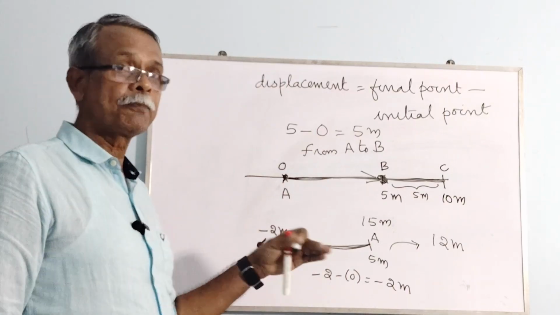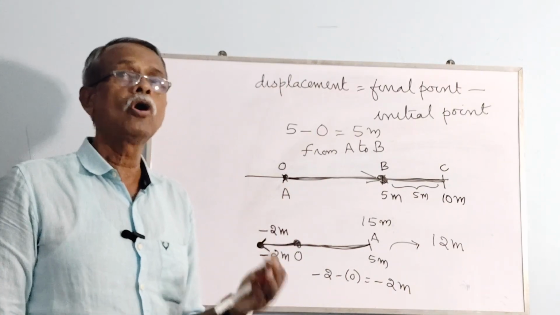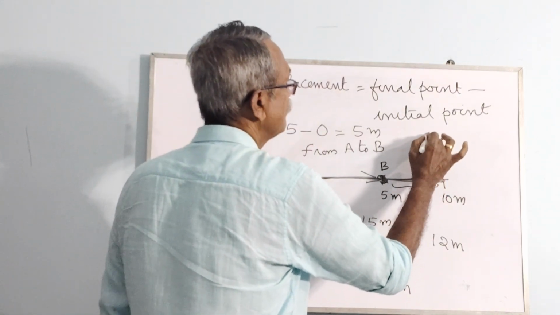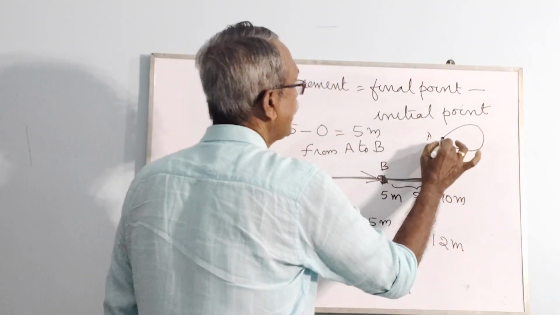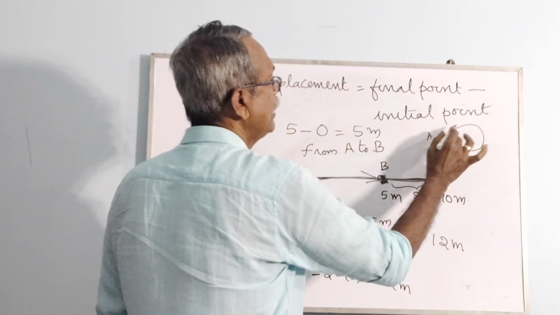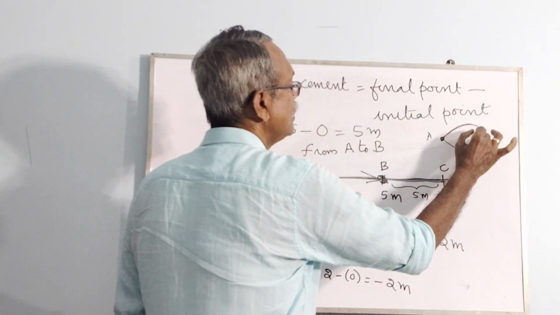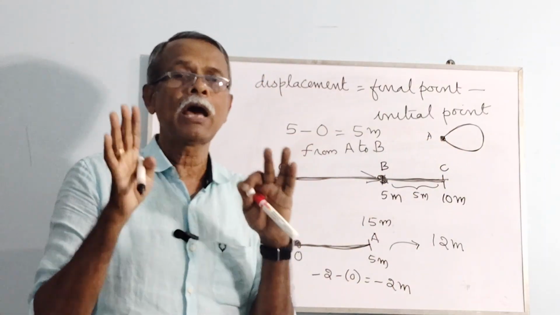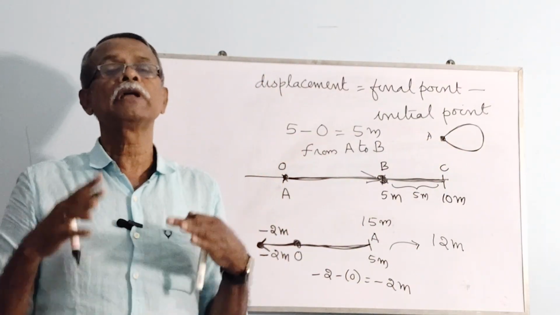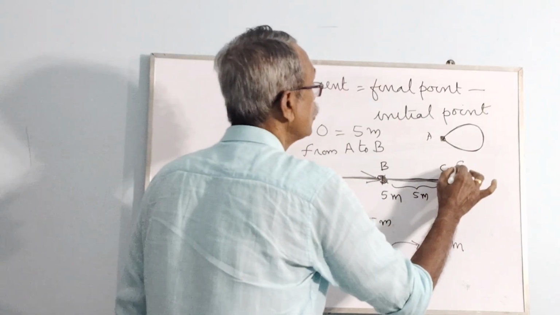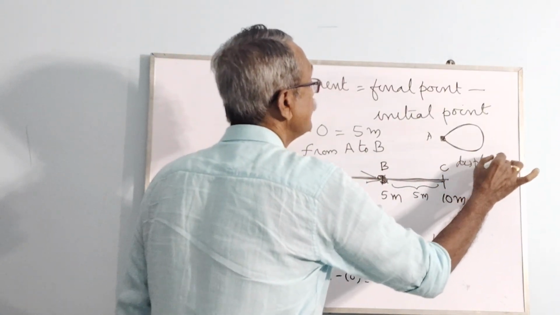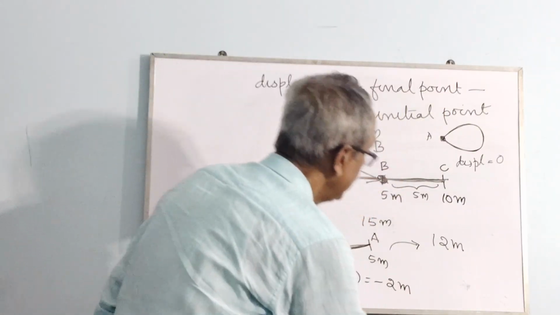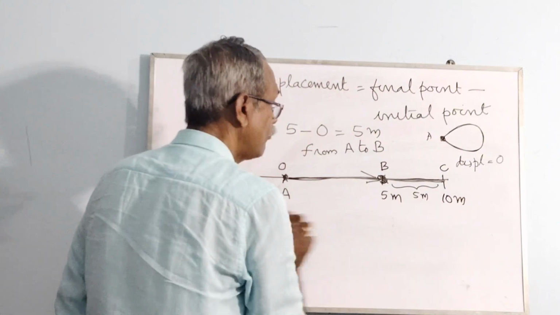Displacement can be positive or negative. It can also be 0. Consider a particle starting from here. It is moving like this and coming back to this point itself. Then it has a path length like this. This is the path length. But the initial point and the final point coincide. Therefore, the displacement is equal to 0. So displacement can be positive, negative or 0 in one dimension.